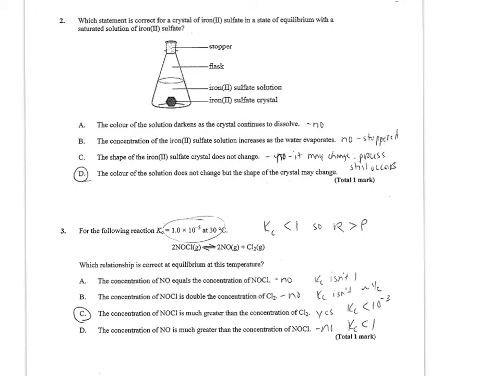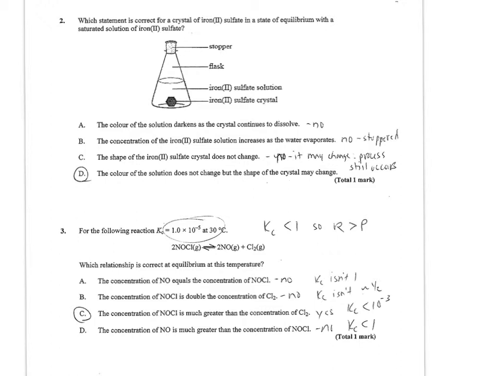So A, the concentration of NO equals the concentration of NOCl. No, the equilibrium constant isn't 1, so we know the products and reactants aren't equal. B, the concentration of NOCl is double the concentration of Cl2. Again, no, that doesn't need to be true. We know that there's more NOCl, but double is unlikely. That would probably give us a Kc around a half.